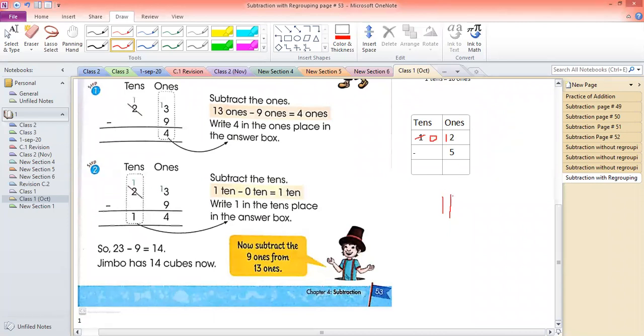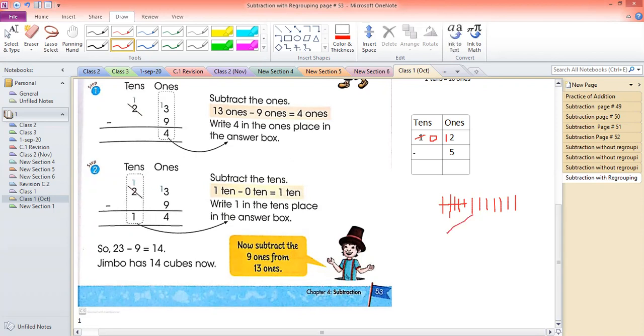Draw 12 lines. 1, 2, 3, 4, 5, 6, 7, 8, 9, 10, 11, 12. How many do you need to cut? 5, because you need to minus 5. So cut 5 lines: 1, 2, 3, 4, 5. How many lines are left?